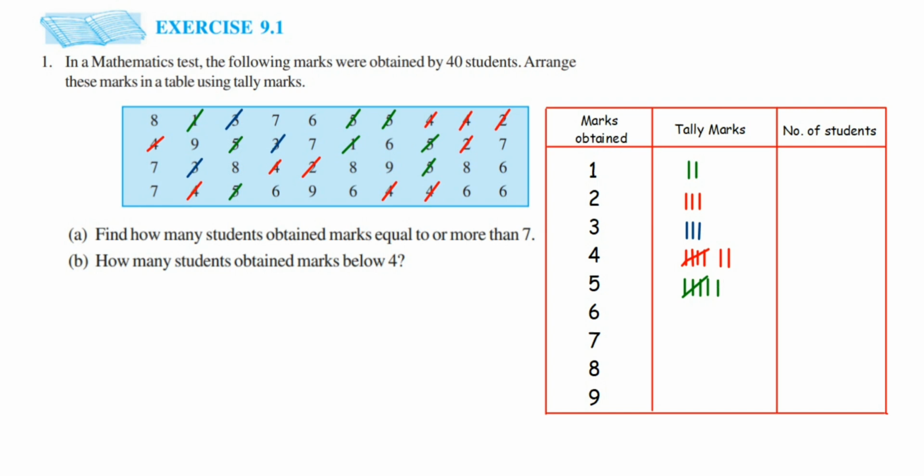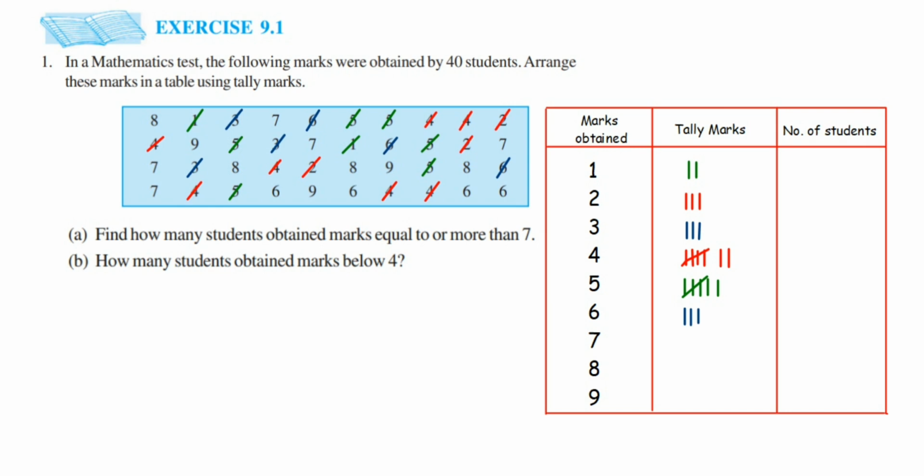Next, we will find the number of students who obtained 6 marks. In the first row, we have 1 six. We'll strike it and draw 1 tally mark here. And in the second row, we have 1 more 6. We'll strike that 6 and draw a second tally mark here. In the third row, we have 1 six.